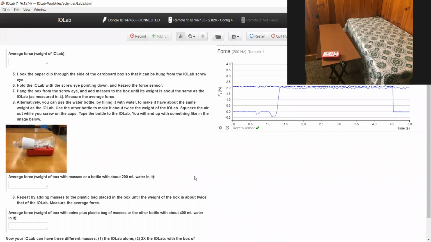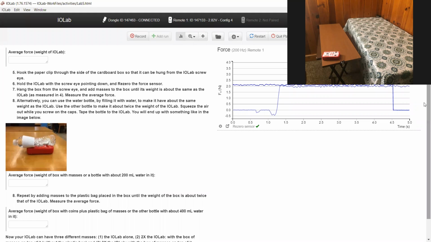Okay, as I have done for two of them, let me do the third one, how I created the mass that is equal to 2 times the IOLab. So following this step again, nothing being measured. Yeah, pointing the screw down, zero the sensor. But make sure nothing is selected here. Okay, zeroing the sensor. Then let me hang it first.